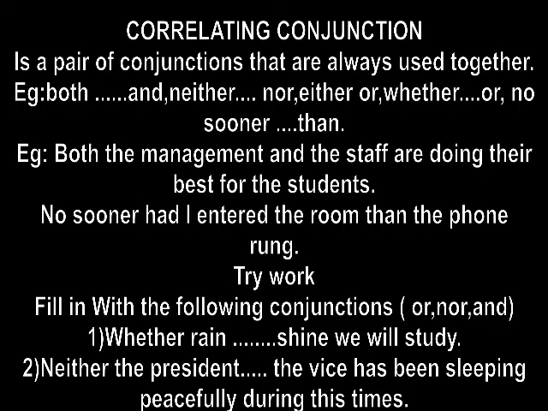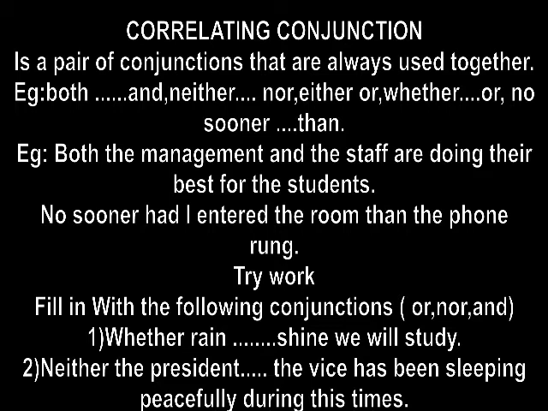Then we take our example 2. Neither the president, device has been sleeping peacefully during this time. Here, we cannot take and, because it's giving us two different ideas together. So we will limit ourselves to or and nor. And in our explanation, we said neither takes nor. So here we have neither the president nor device has been sleeping peacefully during this time.